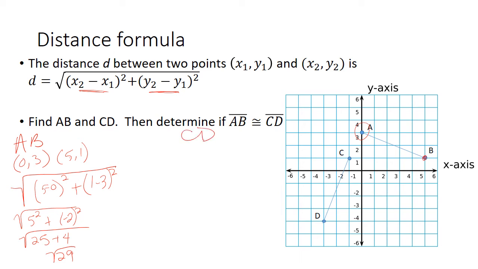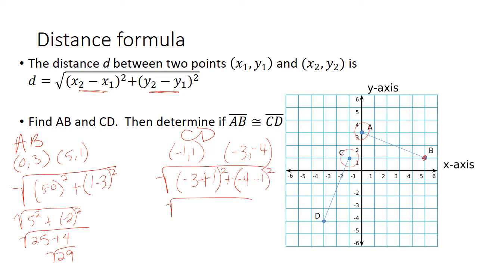Let's look at CD now. Our point at C is at negative 1, 1. And at D is negative 3, negative 4. All right, so I'm going to take the square root of the difference of my x's, which would be negative 3 minus a negative 1, which makes it a plus 1, squared, plus my y's. I'll have my negative 4 minus 1 squared.